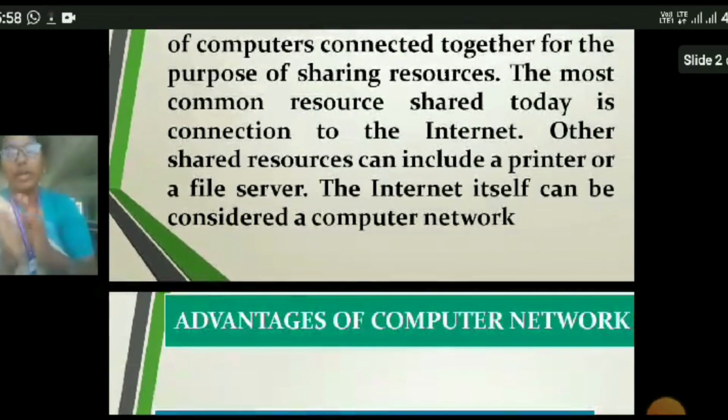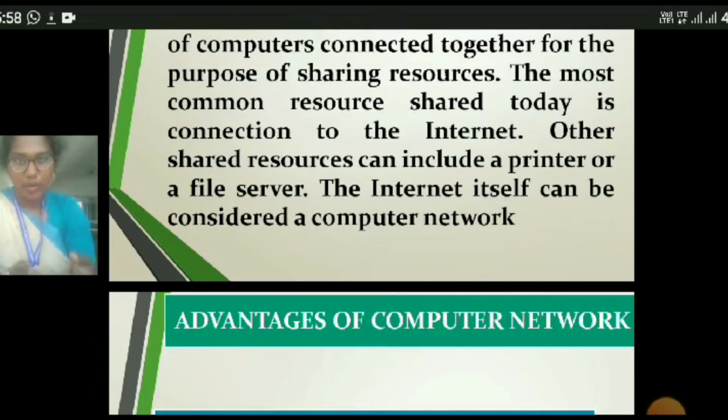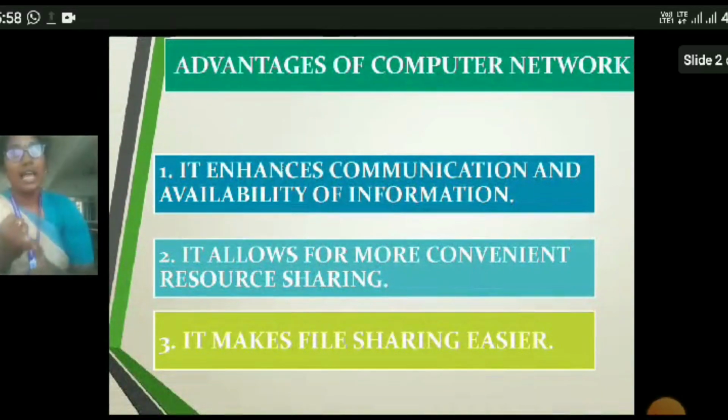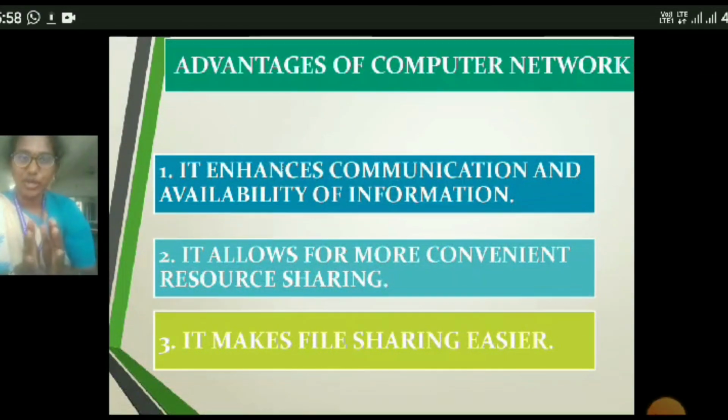Next, we are going to discuss the advantages and disadvantages of computer networks. First, the advantages. It enhances communication and availability of information. While connected to a network, communication will be good, and we can easily communicate with all other people in the network. The availability of information will also be very easy to access for all the people in the group.